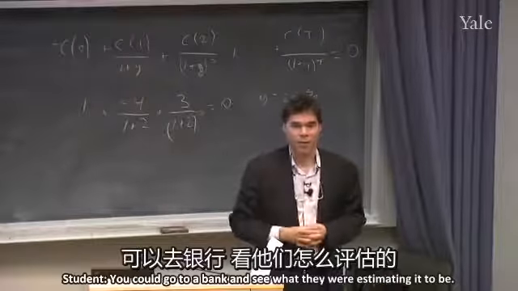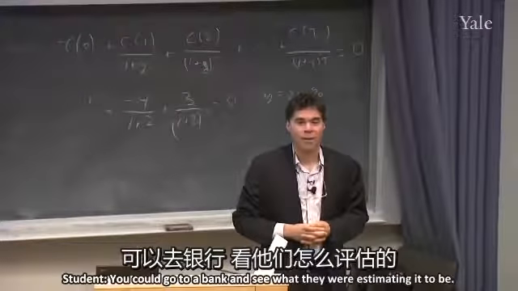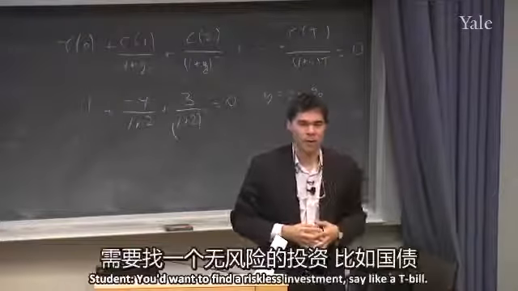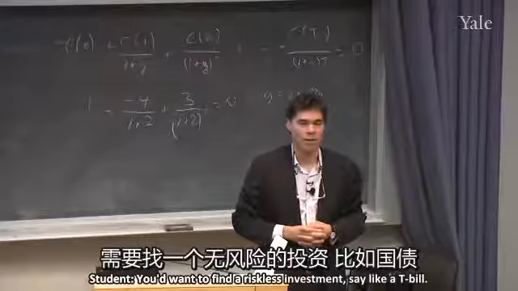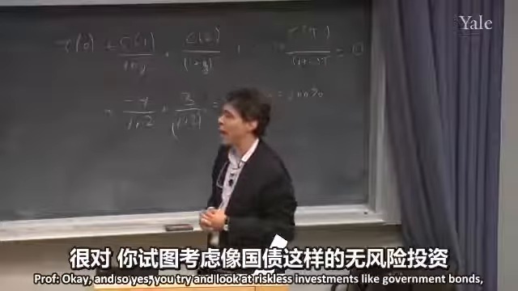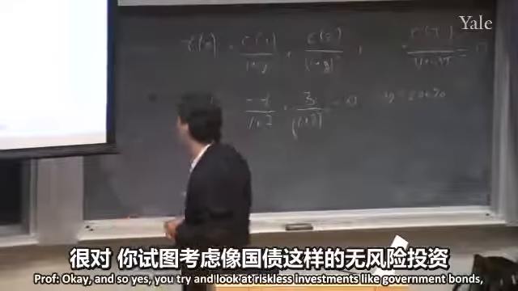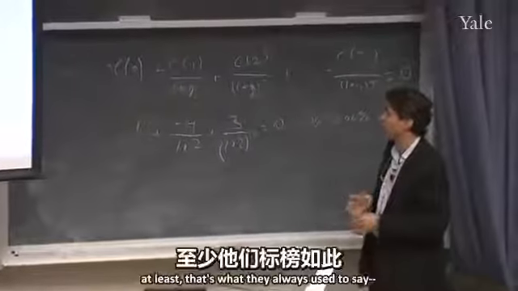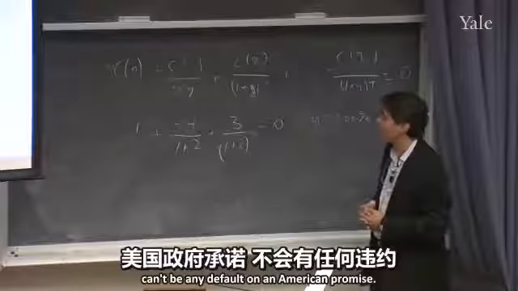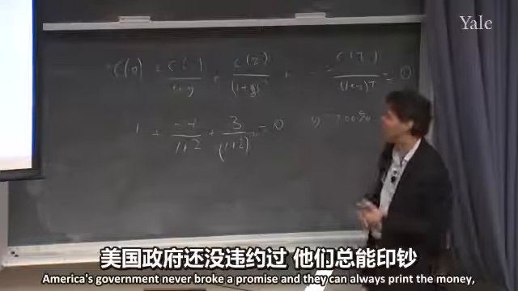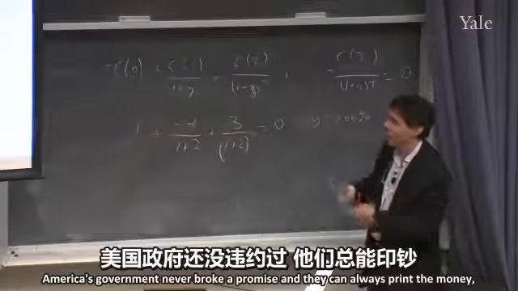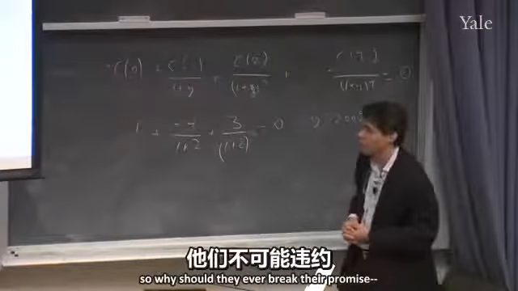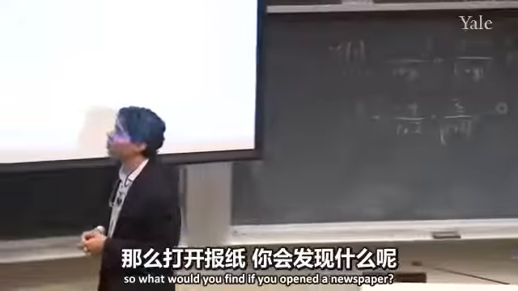You could go to a bank and see what they were estimating interest would be. And if you looked in the newspaper, could you find it? You want to find a riskless investment, like a T-bill. So you try to look at riskless investments like government bonds, where there can't be any default. At least that's what they always used to say. There can't be any default on an American promise. The government never broke a promise, and they can always print the money, so presumably they don't have to break a promise. So what would you find if you opened a newspaper?